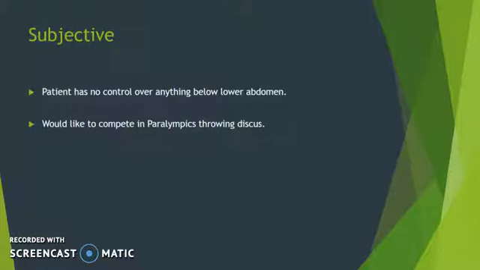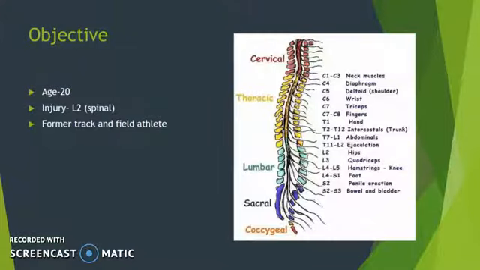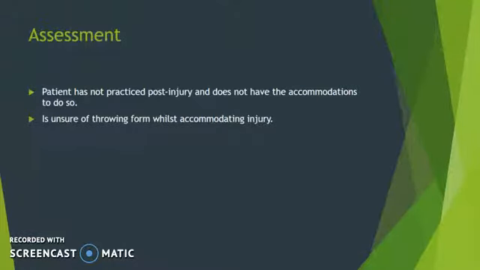We have our patient, and the subjective portion that our patient gives us is he has no control over anything below the lower abdomen, and he would like to compete in the Paralympics throwing discus. We find the objective, the facts. His age is 20. He suffers an injury from a car accident in his L2. As you can see, the L2 lies at the hips, so he has no feeling from his hips down, and he was a former track and field athlete. He has told us that he has not practiced post-injury and does not have the accommodations to do so, and he's also unsure of his form while accommodating the injury.